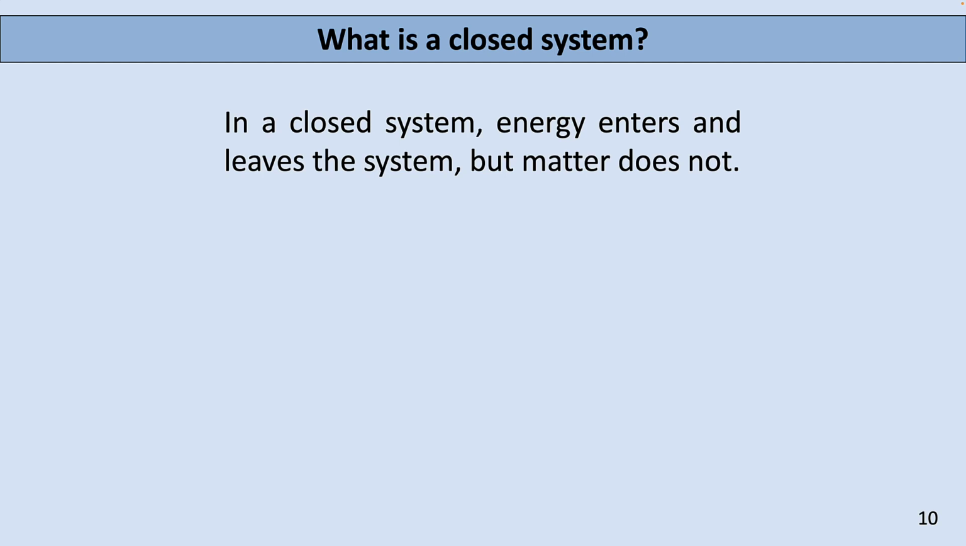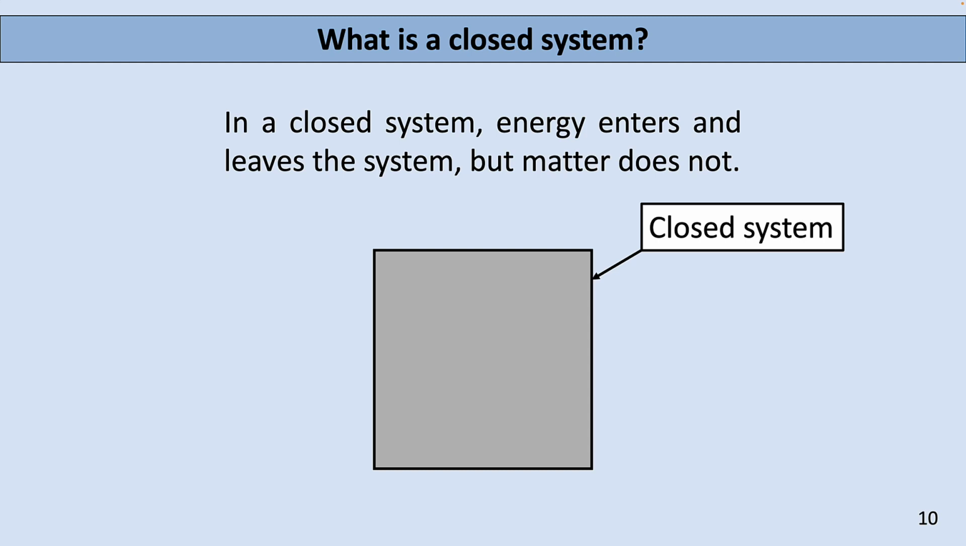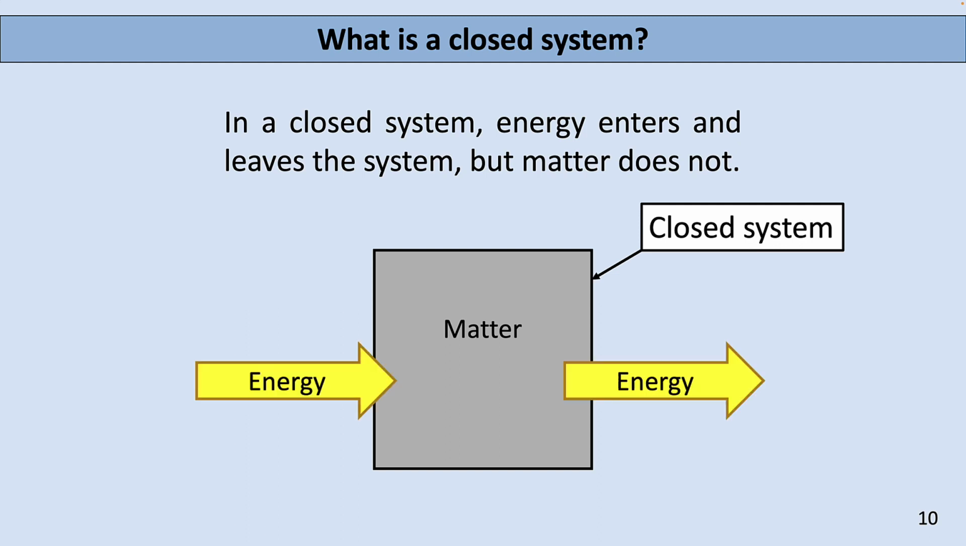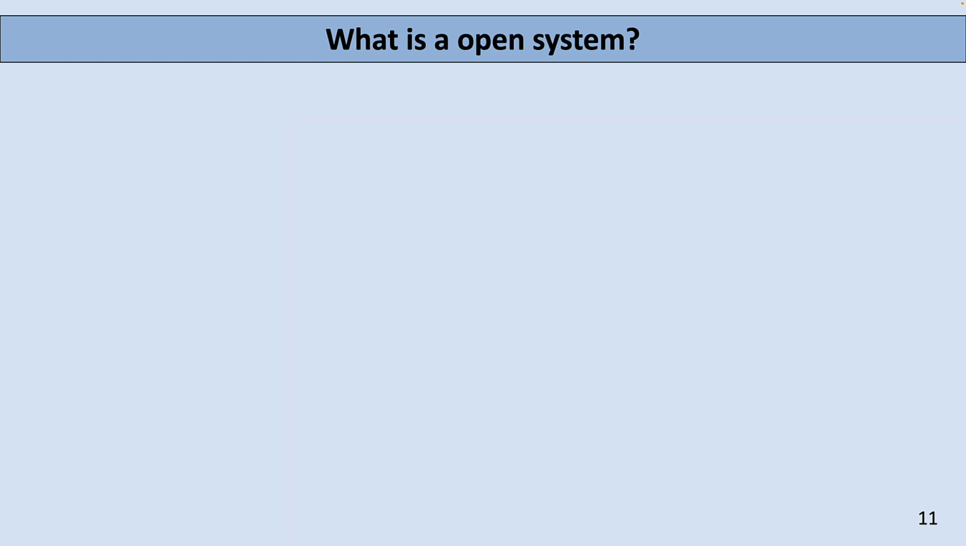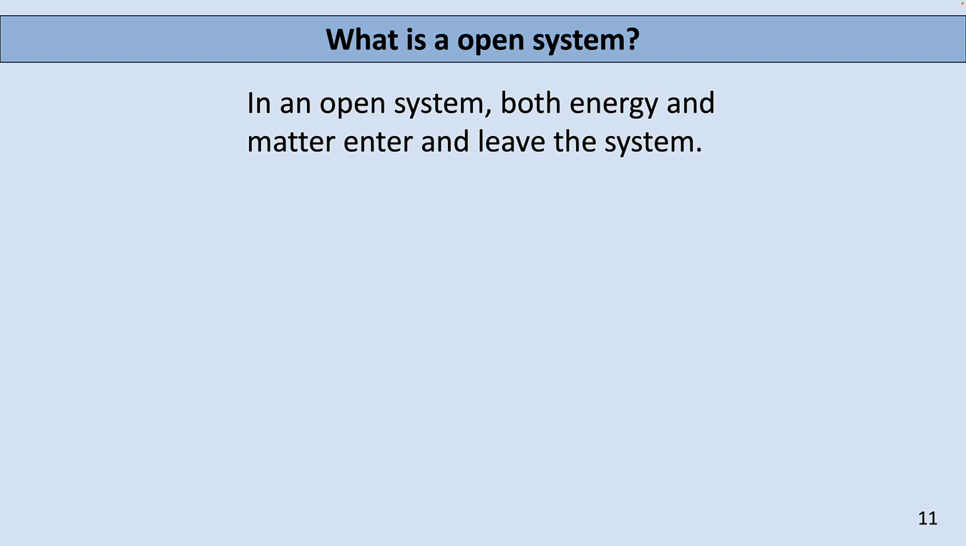We'll use this closed box to represent a closed system. Matter is contained in the box. Matter does not leave or enter. Energy, however, flows into and out of the box. What is an open system? In an open system, both energy and matter enter and leave the system.